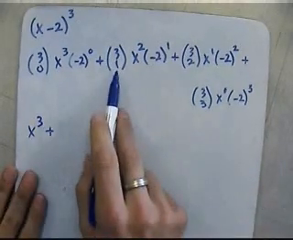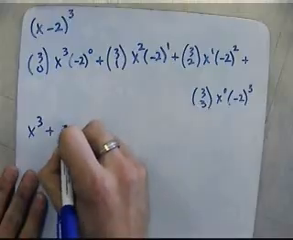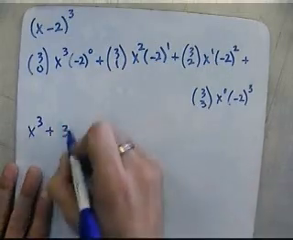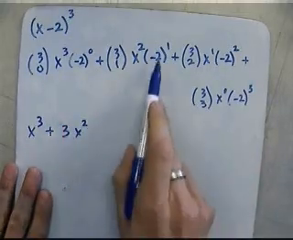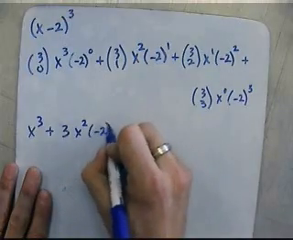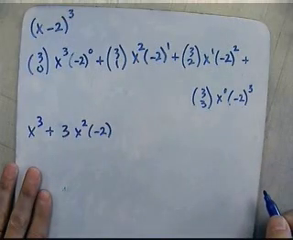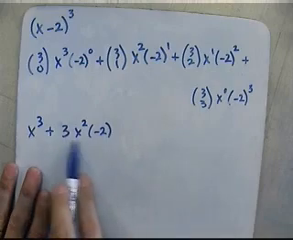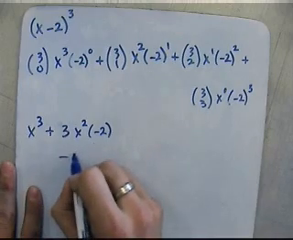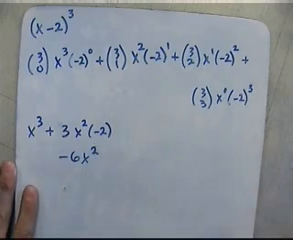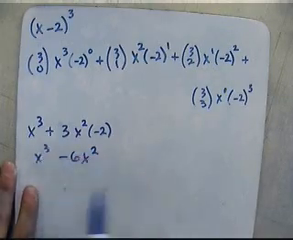Plus, I have 3 choose 1, which is 3. x to the second, multiplied by negative 2 to the first, so that's multiplied by negative 2. Which I can rewrite as negative 6x squared. Right? We can multiply those numbers together. So we have x to the third minus 6x squared so far.